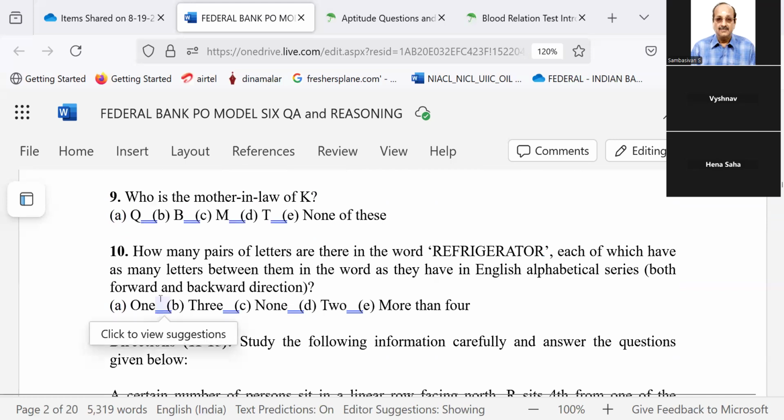Please go ahead with question number 10. How many pairs of letters are there in the word refrigerator, each of which have as many letters between them in the word as they have in English alphabetical series, both forward and backward direction? Option A, 1. Option B, 3. Option C, none. Option D, 2. And option E, more than 4.